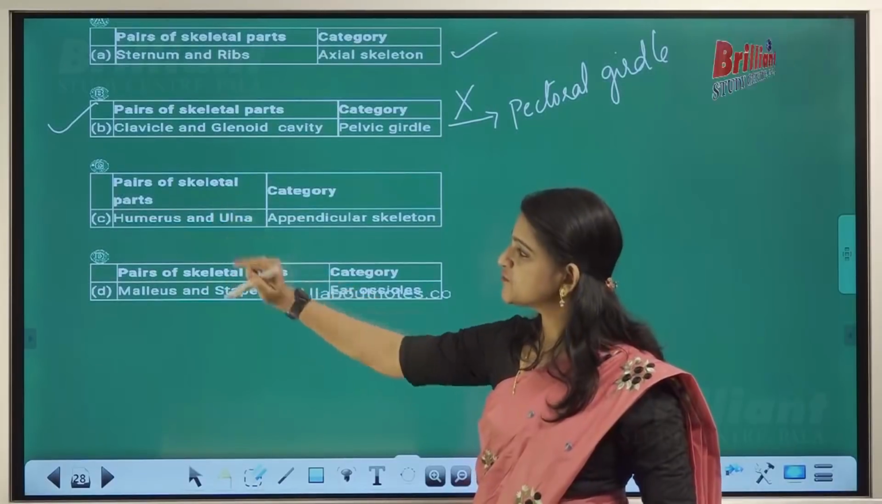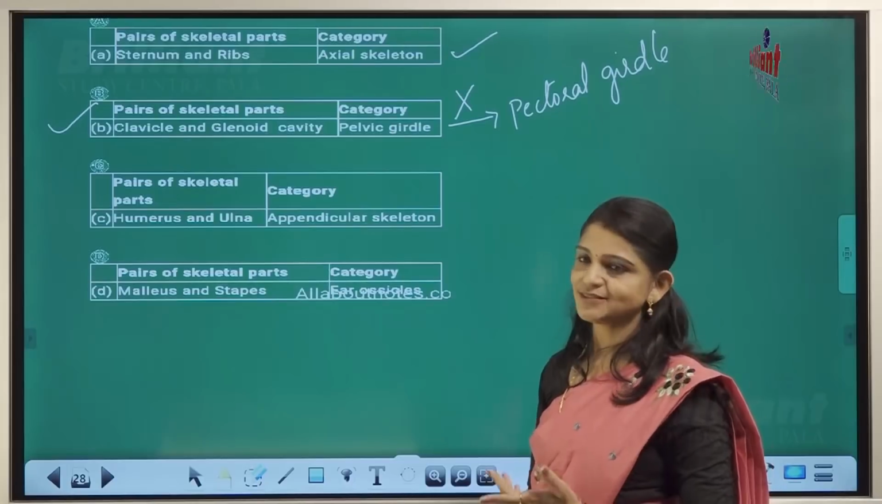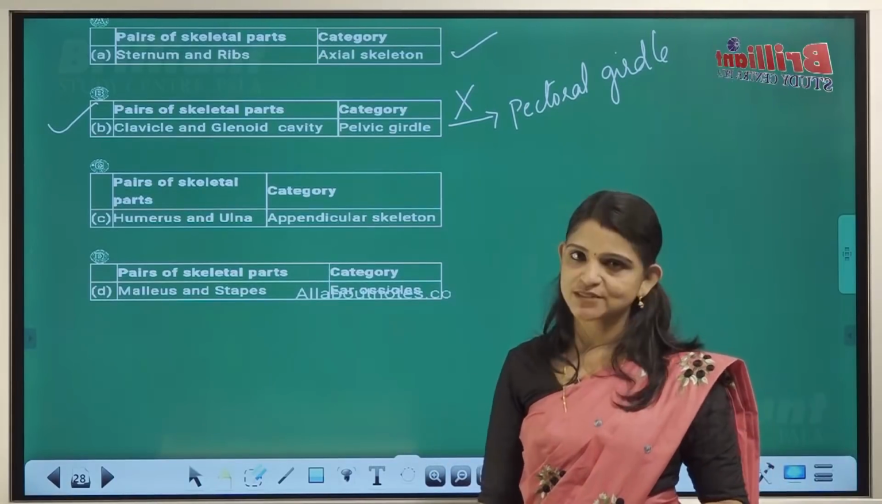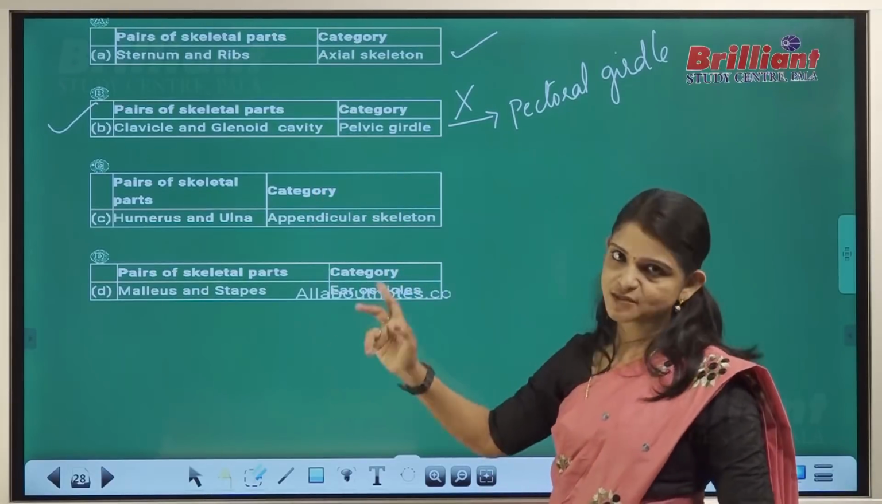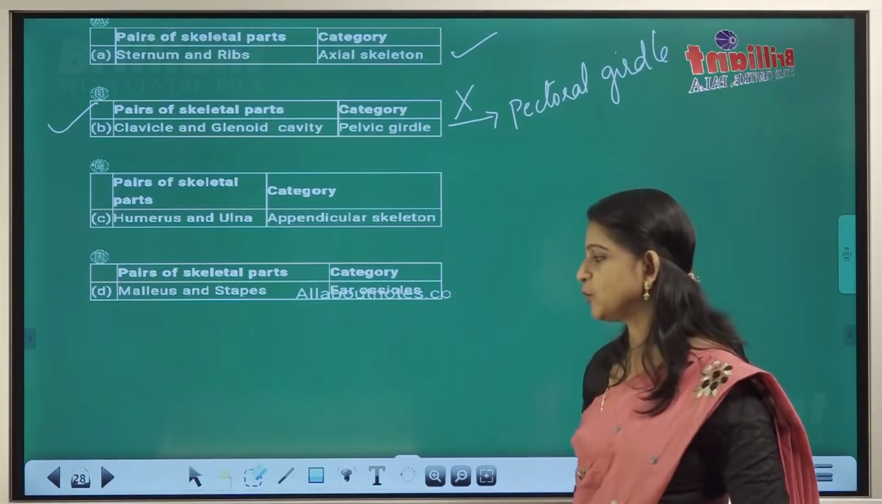Next one, humerus and ulna, that is part of the appendicular skeleton. That is also correct. Next one, malleus and stapes, that is ear ossicles. So except statement B, all are correct. So you can choose the incorrect one as clavicle and glenoid cavity, pelvic girdle.